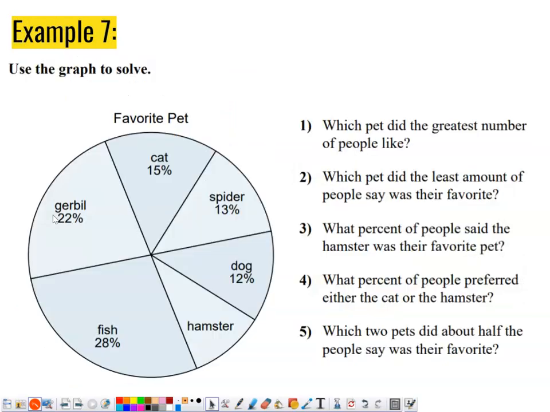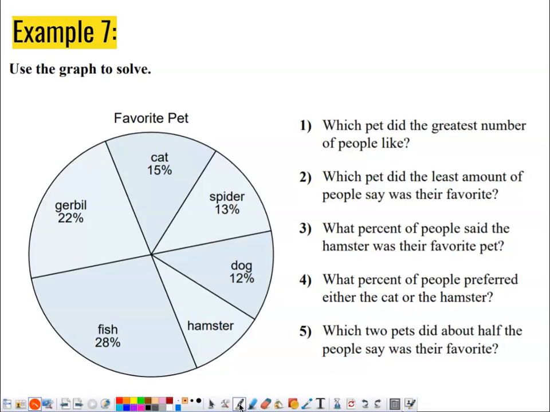So example 7, use the graph to solve. We're looking at favorite pets. We see that almost every single pet has a corresponding number other than the hamster, right? So we don't know what percentage of people said hamsters were their favorite pets. In order to do so, we know that the whole pie is 100%.